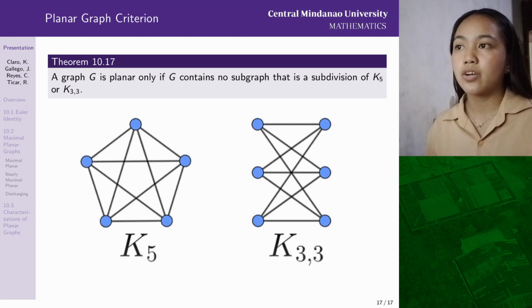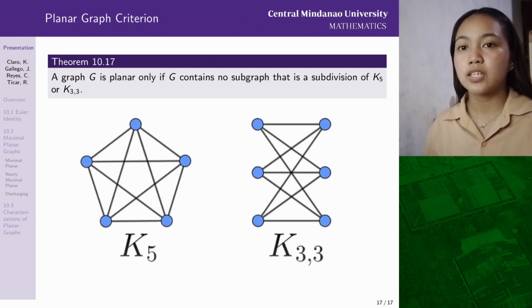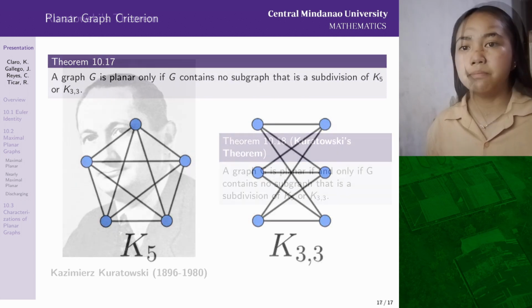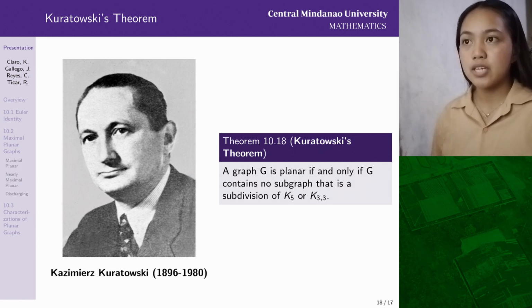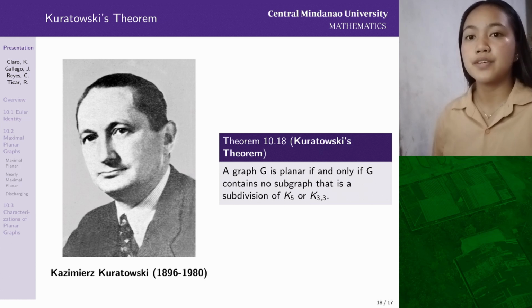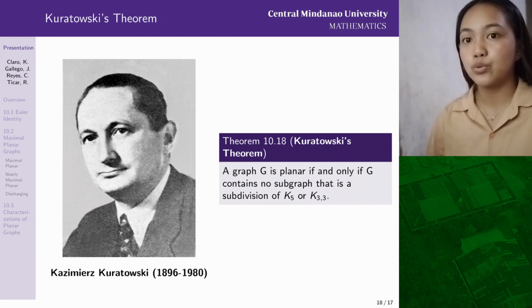A graph G is planar only if G dili siya mag-contain sa subdivision sa katong duha ka non-planar graphs which is K5 or K sub 33. So, let's go to our main theorem which is Kuratowski's theorem. A graph G is planar if and only if G contains no subgraph that is a subdivision of K5 or K sub 33. So, pag-prove ani is two ways.